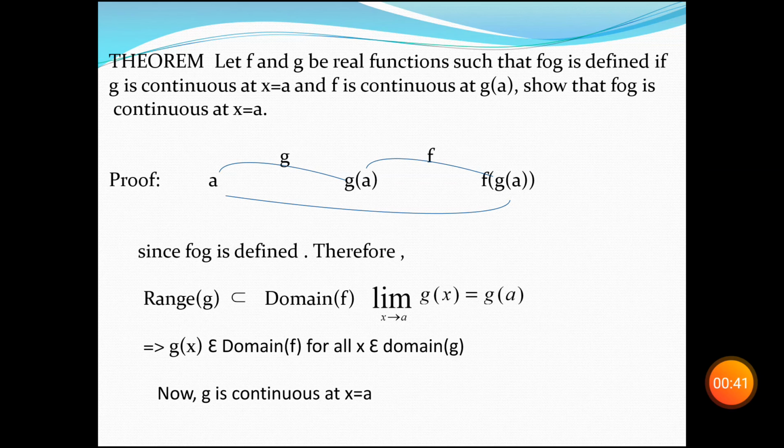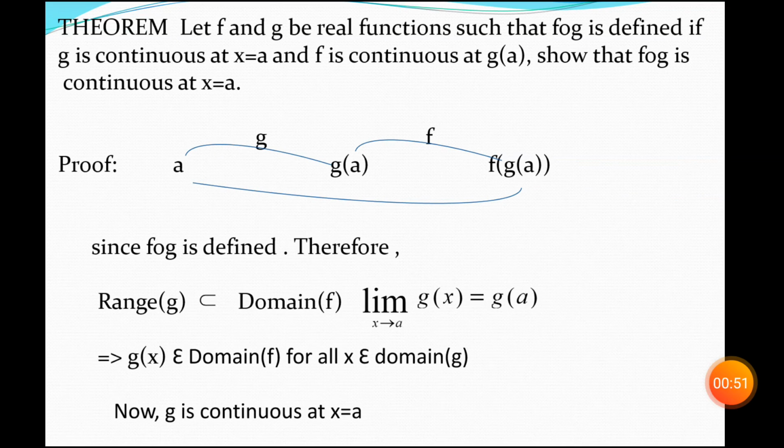For that I have taken one of the theorems. First of all, start understanding this theorem. What is the statement of the theorem? Let f and g be real functions, meaning real valued functions, such that f of g is defined. If g is continuous at x equals a and f is continuous at g(a), show that f of g is continuous at x equals a. This is the statement.